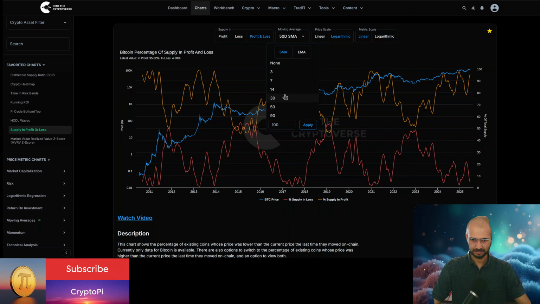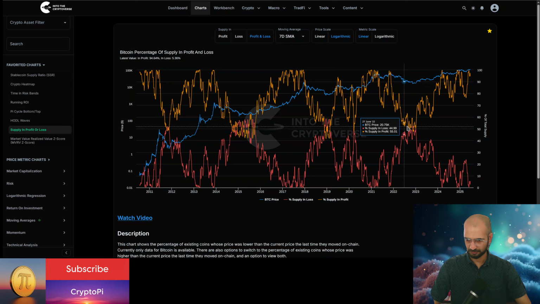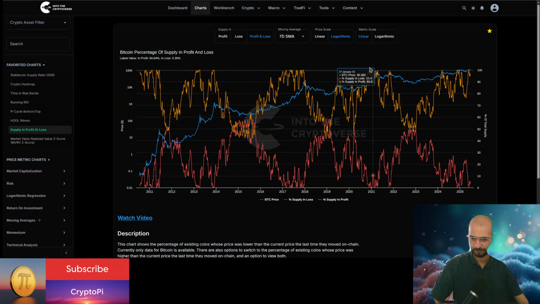So the best is perhaps a 7 moving average, and whenever we see that the percentage supply in profit and supply in loss are getting very close to each other, that's the time to start accumulating. And even if there is a drop in the price action, perhaps not to get scared of it, but continue the accumulation if Bitcoin is the asset which one likes to invest in.